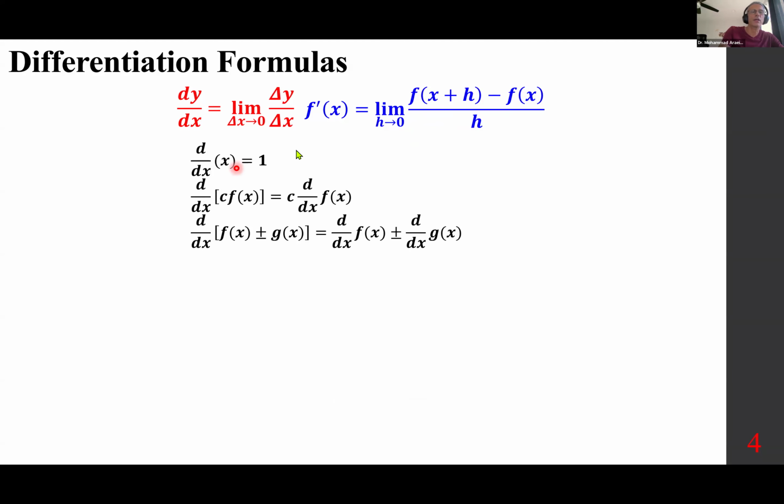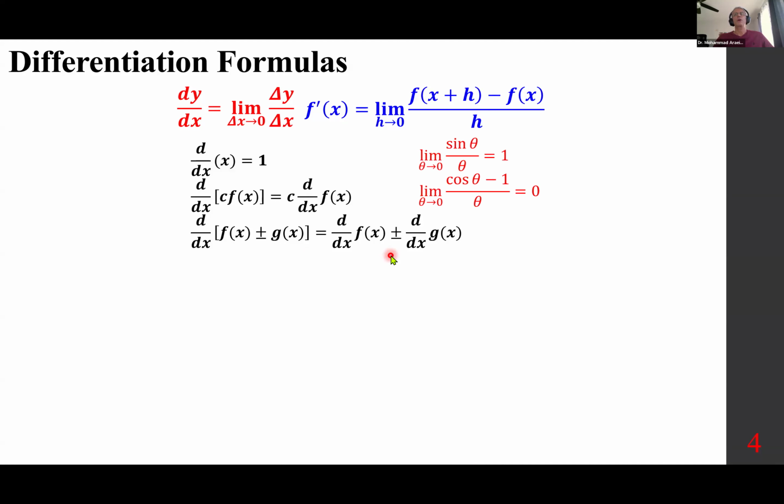For example, the derivative of x is 1. The derivative of c times f of x, the c comes out, it's a constant. The derivative of f of x plus g of x is the derivative of f of x plus the derivative of g of x, meaning the derivative of the sum is the sum of the derivatives. The derivative of the difference is the difference of the derivatives.